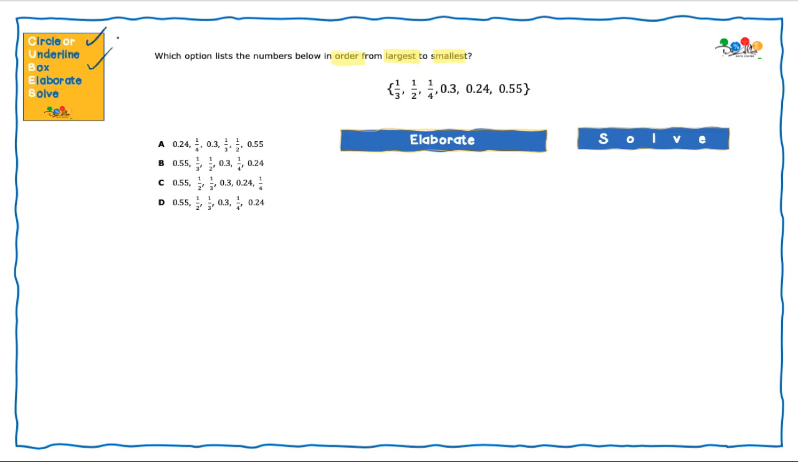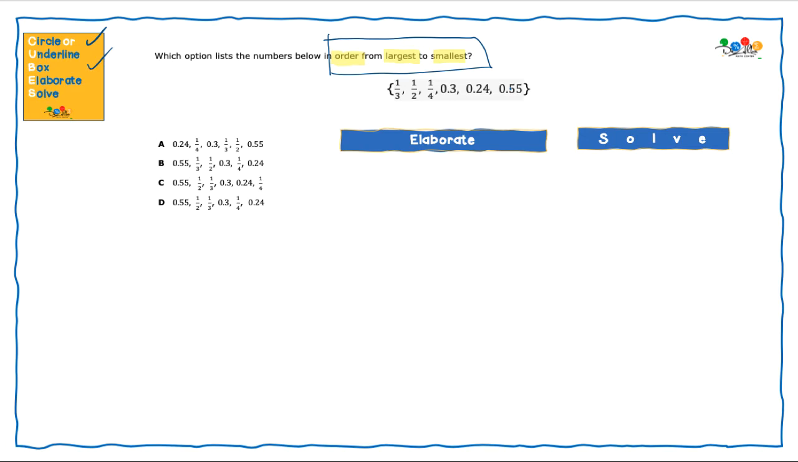The next step will be box. That is box the question, and we do box the question right here. My next step is to do elaborate. For elaborate, we have to come up with a plan to do our work. And since we have to order numbers, and I see that the numbers are fractions and decimals, the fractions are 1/3, 1/2, and 1/4, and the decimals 0.3, 0.24, and 0.55. Well, then that means I can rewrite my fractions into decimals. Look, when we have all the numbers in decimals, it's really easy to compare them.